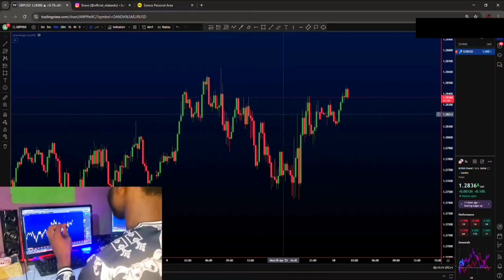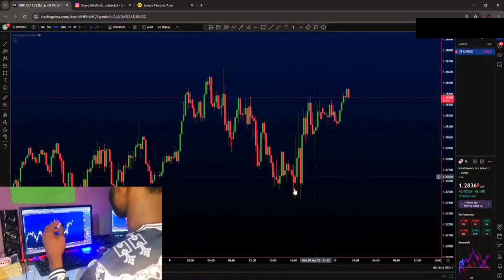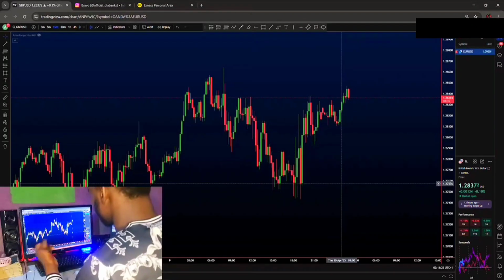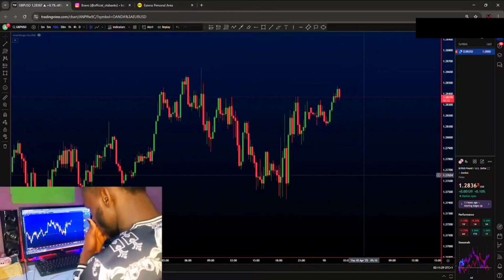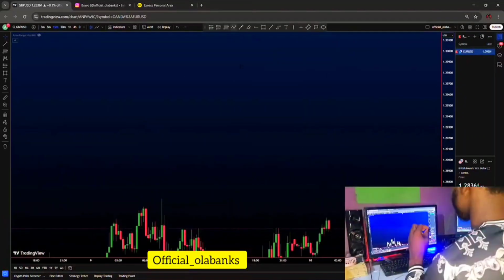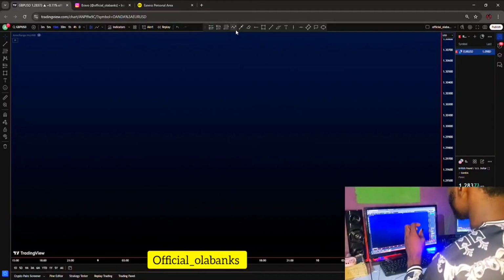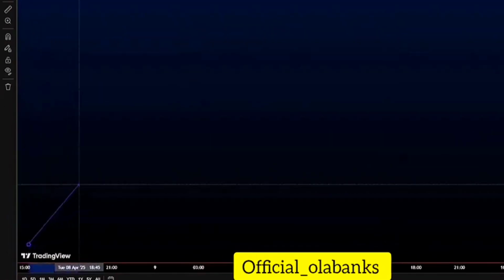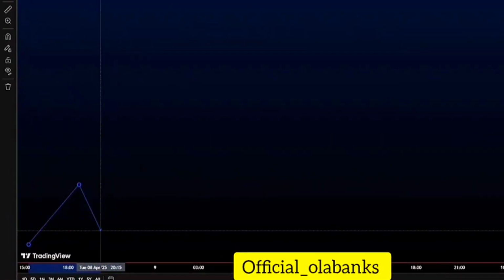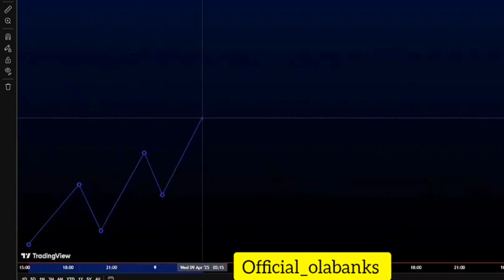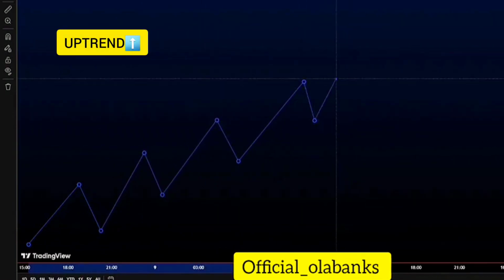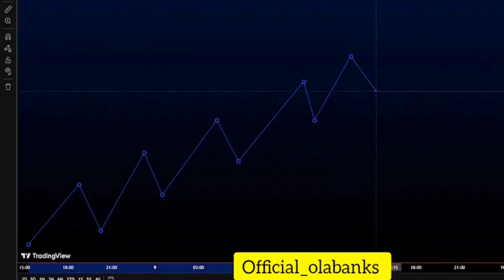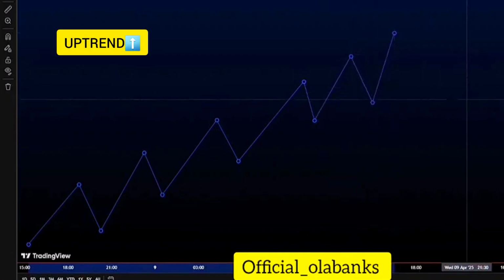I'll be teaching you guys how to make simple analysis with trend line, support and resistance, and other basic things. So this is GBP/USD. One thing you really want to know is, number one, follow the trend. If price is doing something like this, this is what we call the uptrend.